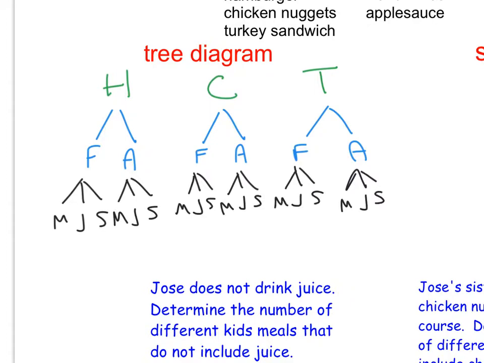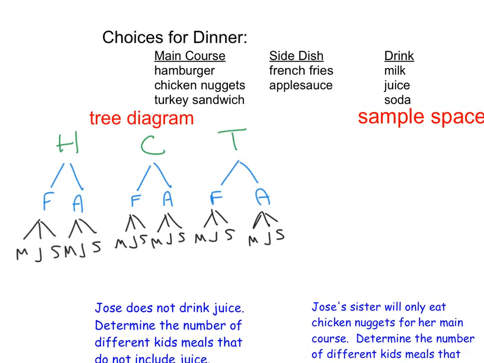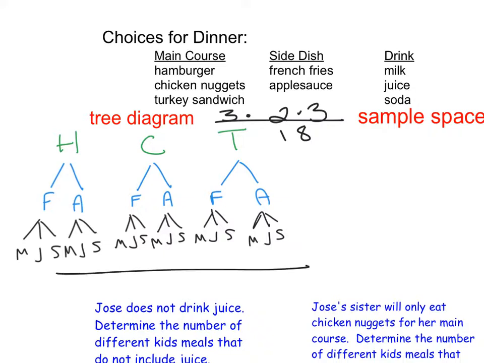Bam! There it is. Okay? And so these are all the possibilities. So if you look at how many there should be in total, it's 3 times 2 times 3. So that's 18 total possibilities. And that's how many I have down here.